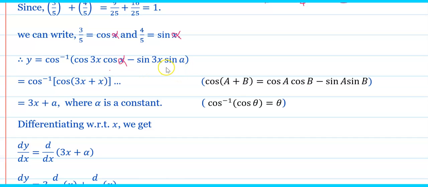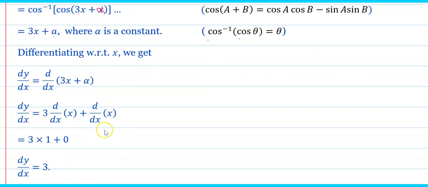Now this is the expansion of cos of a plus b. Means what? Cos of 3x plus alpha. Cos inverse of cos of 3x plus alpha is 3x plus alpha, by using the result cos inverse of cos theta is theta. Again, differentiating this with respect to x, dy by dx is equals to d/dx of 3x plus alpha. Derivative of x is 1, 3 into 1 is 3.